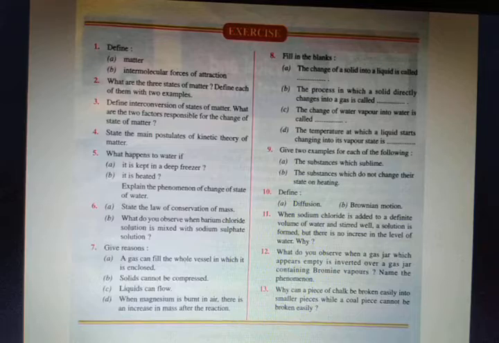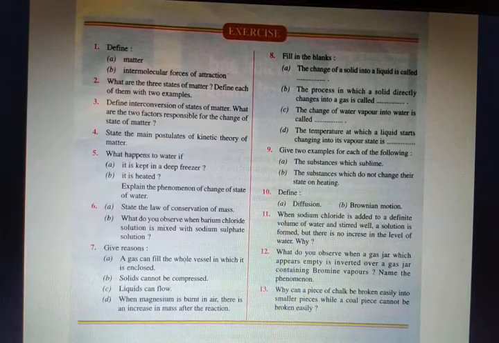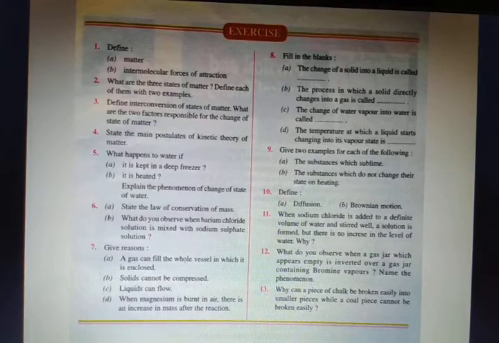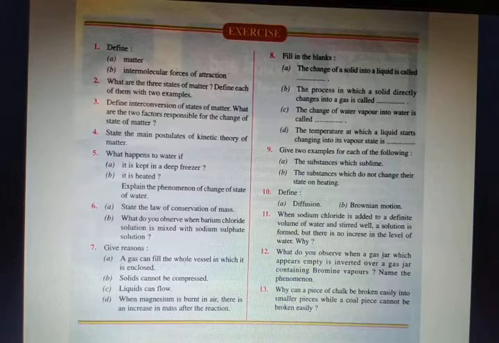Define diffusion. Once again, a very clear definition is given in your book on page number 4. The intermixing of two or more substances due to the motion of their particles in order to get a uniform mixture is called diffusion. Page number 4, a clear definition is given in your book.